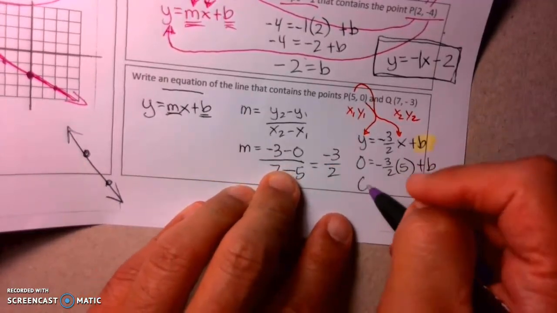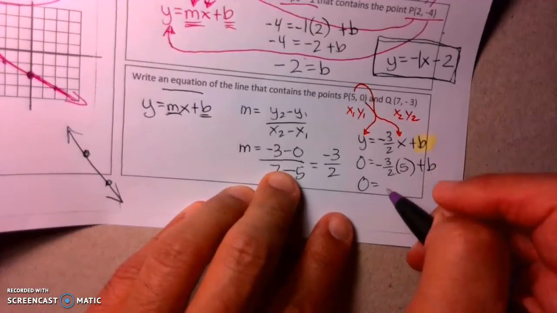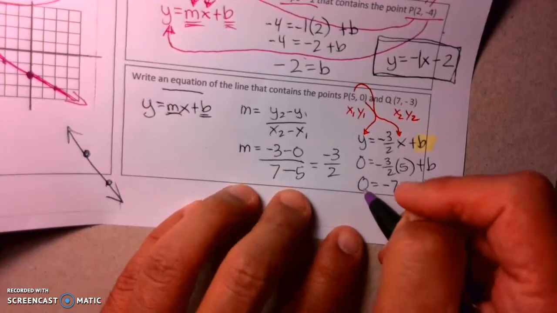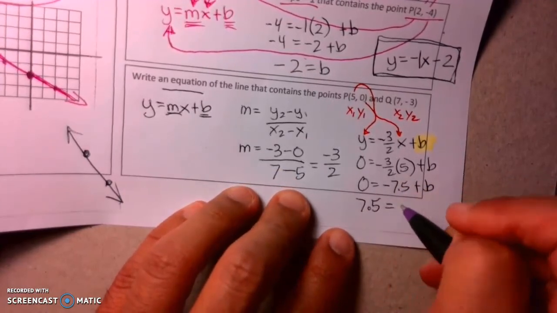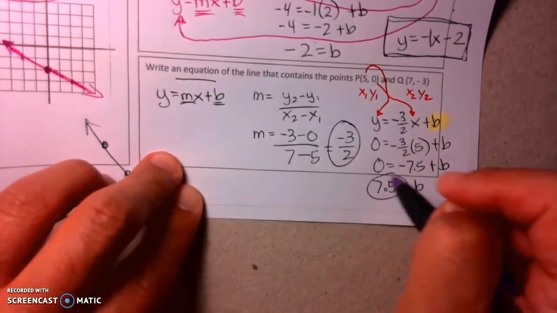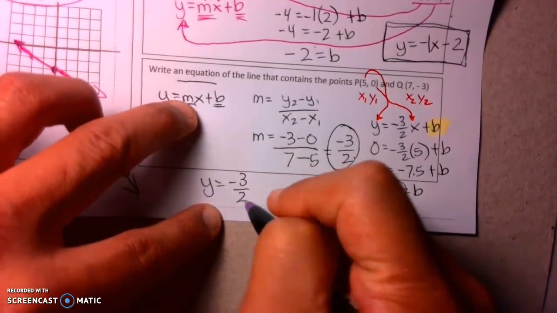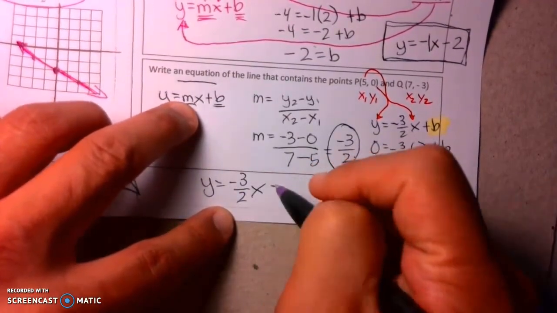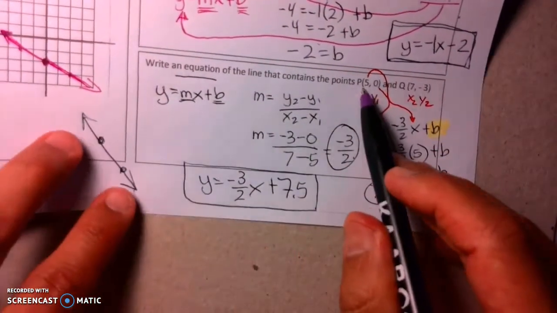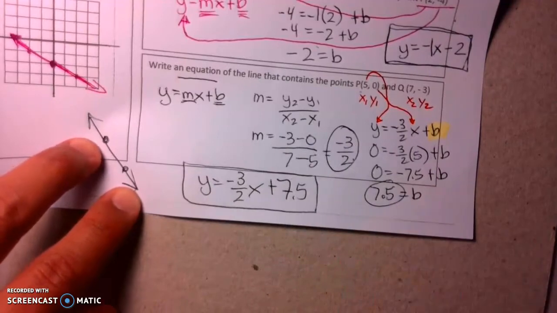And then when I multiply this out, 3 times 5 is 15. 15 divided by 2 is 7.5, so it's -7.5. I add 7.5 to the 0. The b value is 7.5. So when I put it all together, here's the slope, here's the b value. So y is equal to the slope, -3 over 2 x, plus 7.5. That's the equation of the line given 2 point locations. Figure out the slope, then figure out where it crosses the y-axis.